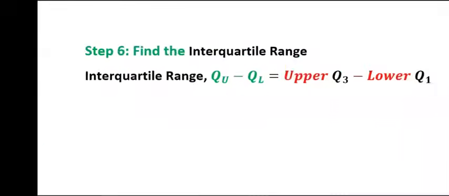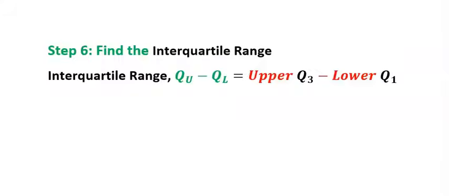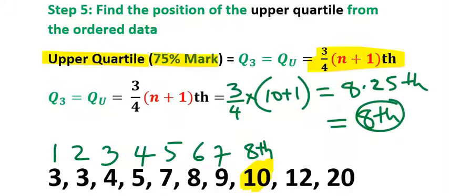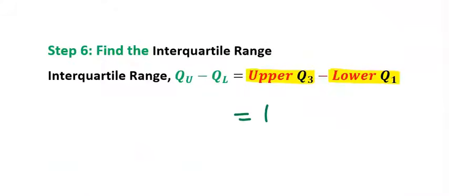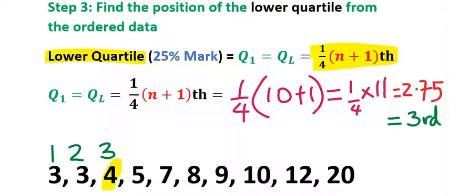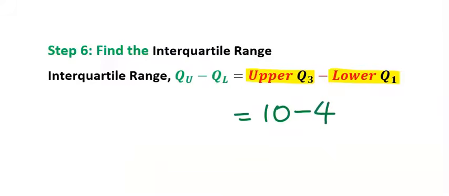Step number 6. Find the interquartile range. The formula is the upper quartile minus the lower quartile, which is the 75th percent mark minus the 25th percent mark. From step 5, our upper quartile is 10. Hence, here I'm going to write 10 minus. From step 3, our lower quartile is 4. Hence, I write 4 here. And our answer is 6.